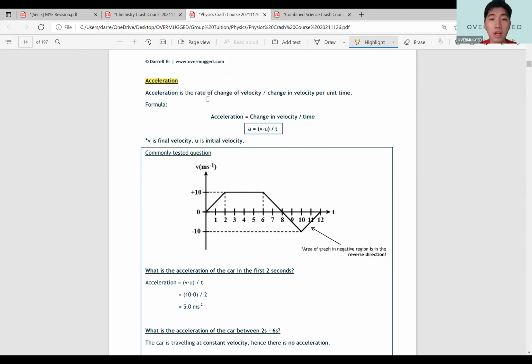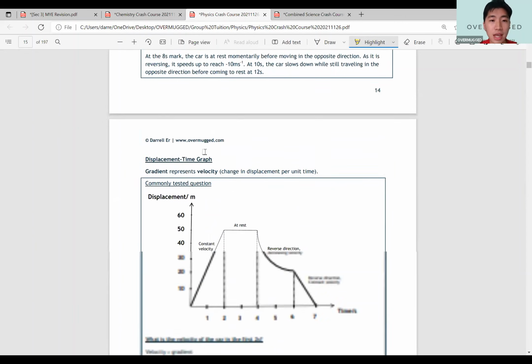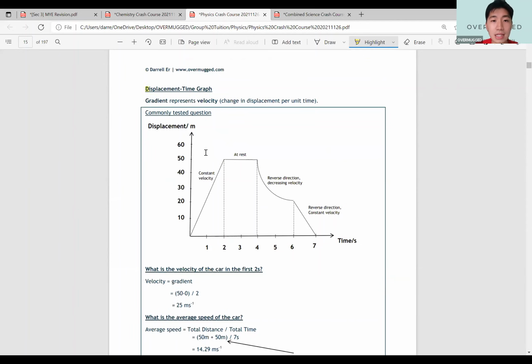That is really important. For graphs, one kind of graph that you can get is a displacement time graph, where you get displacement as your y-axis and time as your x-axis. What you need to know here is that gradient represents your velocity. What do I mean? If you take a look at the first 2 seconds, from 0 to 2 seconds, can you see this is a constant velocity? Since gradient represents velocity, this portion here is constant velocity. This is a displacement time graph.